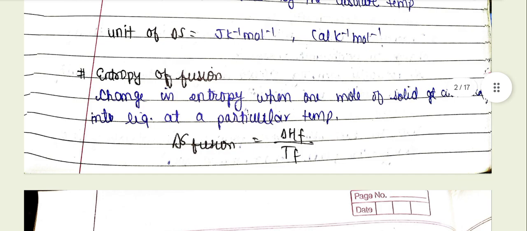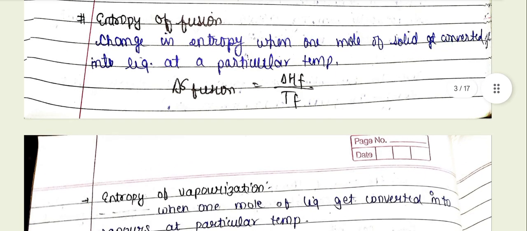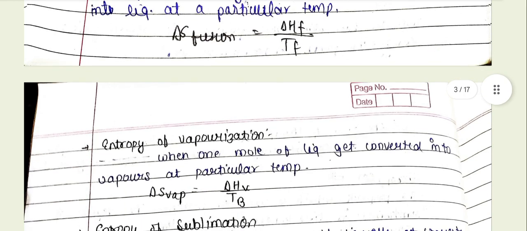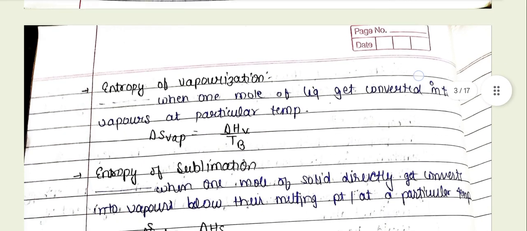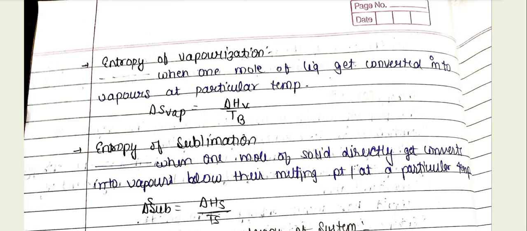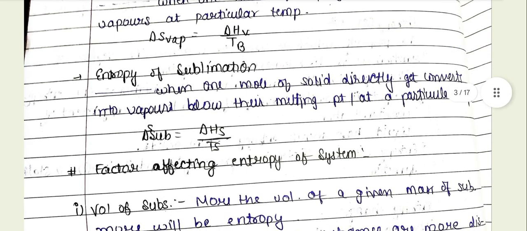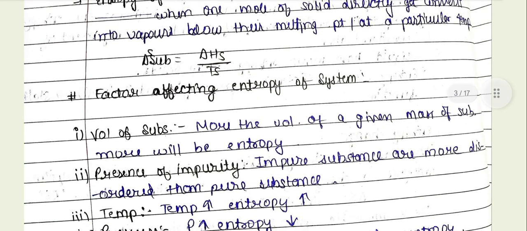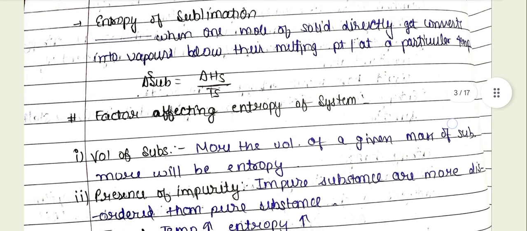Entropy of fusion. Change in the entropy when 1 mole of solid gets converted into liquid at a particular temperature. Delta S fusion is equal to delta HF upon TF. Entropy of vaporization. When 1 mole of liquid gets converted into the vapors at a particular temperature. Delta S vaporization is delta HV upon TB. Entropy of sublimation. When 1 mole of solid directly converts into the vapors below its melting point at a particular temperature. Delta S sublimation is equal to delta HS upon TS.